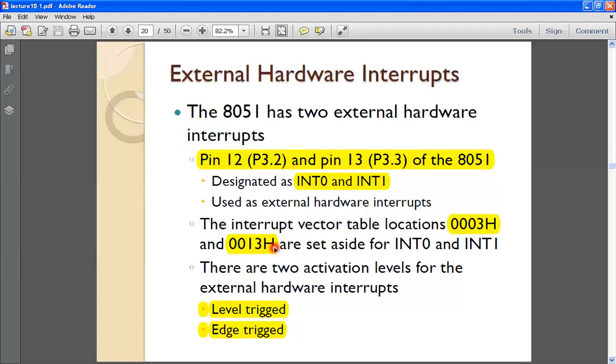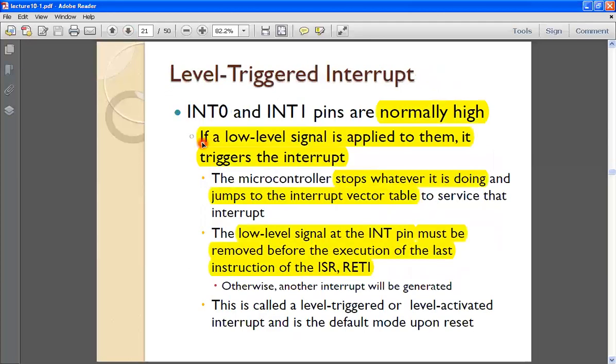But there are two types of external hardware interrupt process: either level trigger or edge trigger. So first of all, what do we mean by level trigger or edge trigger? Let us first consider the level trigger interrupt.